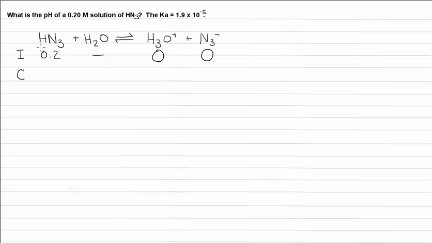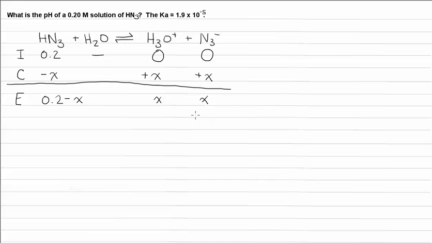So the change is that our HN3 concentration will decrease by x. It's 1x because the coefficient here is 1. Hydronium will increase by x because its coefficient is 1. And N3 minus will also increase by x because its coefficient is 1. So at equilibrium, the concentration of HN3 is 0.2 minus x, x, and x. We're ready to plug these things into the Ka expression.